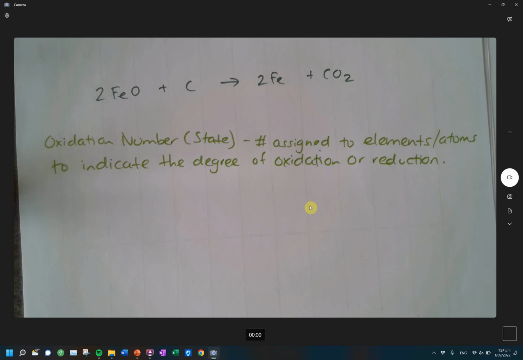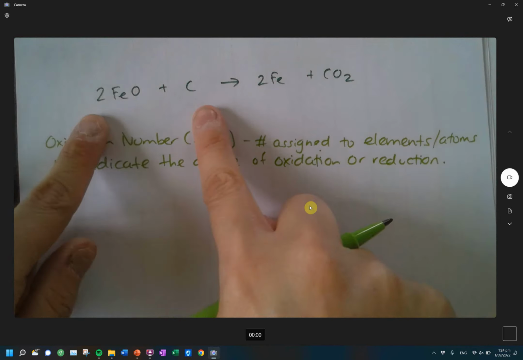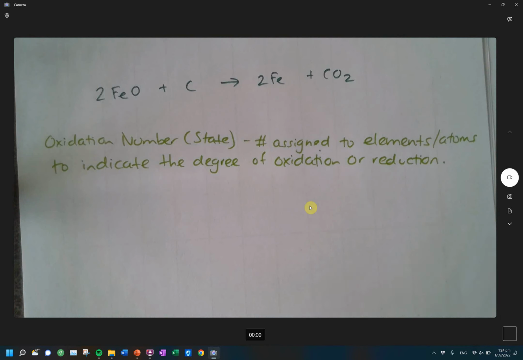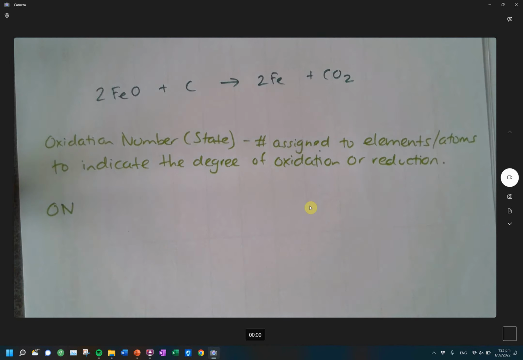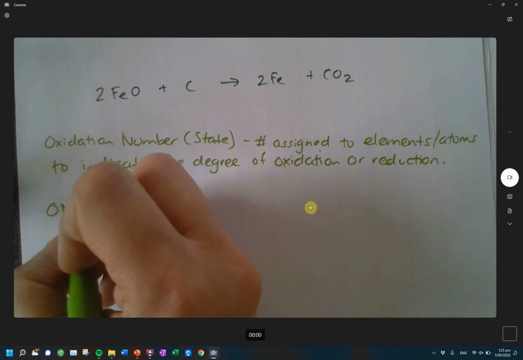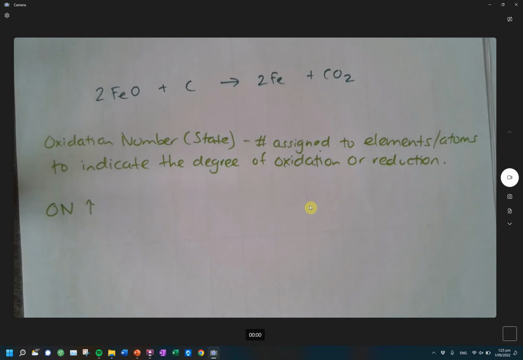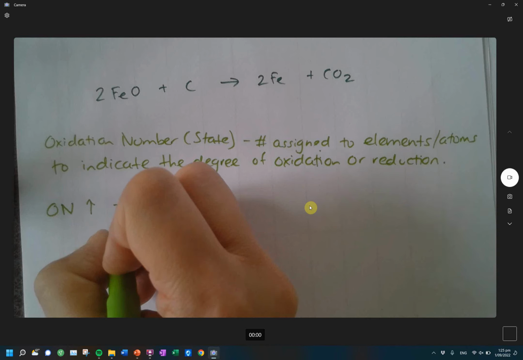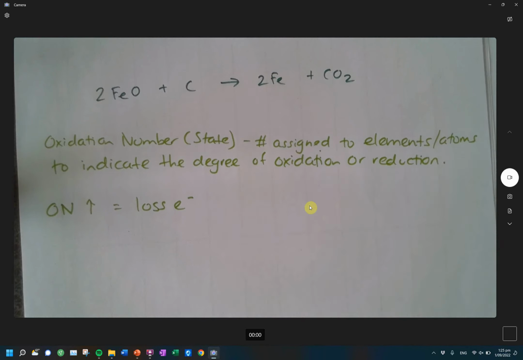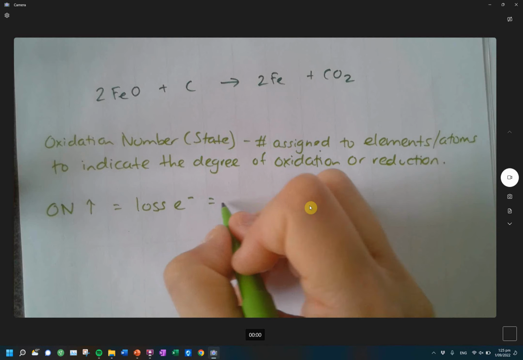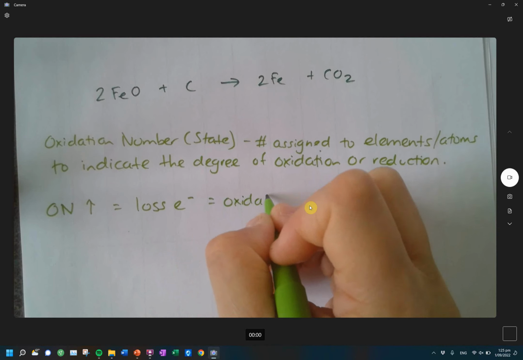With oxidation numbers, we're going to make observations for the reactants and the products, and we're going to see if those oxidation numbers have changed. If those oxidation numbers, and I'm going to abbreviate them as ON because I'm lazy, have increased in value, what that has told me is that we have lost electrons. And with losing electrons, that is my oxidation.